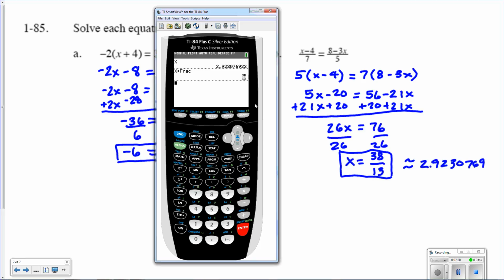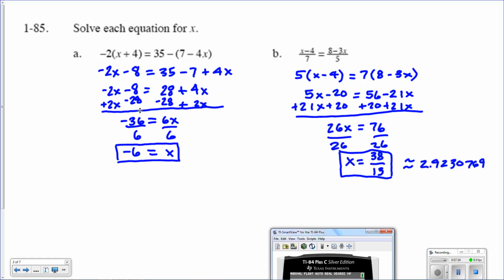Pretty sweet. All right, this is problem 1-85. Letter A is -6. Letter B is 38/13, or approximately about 2.92.